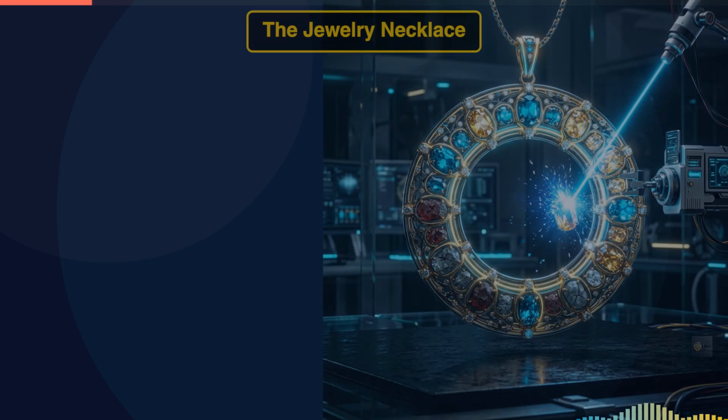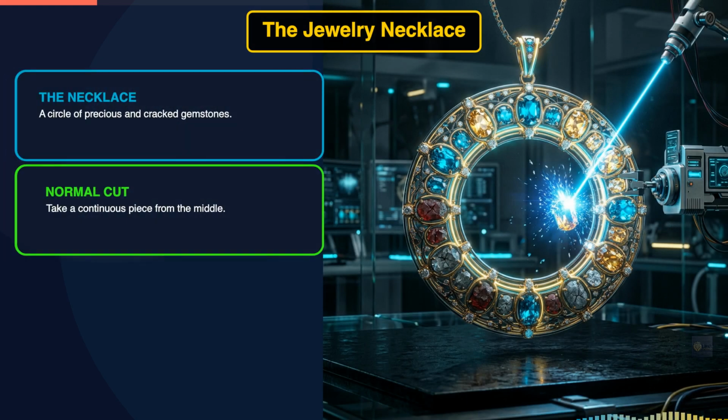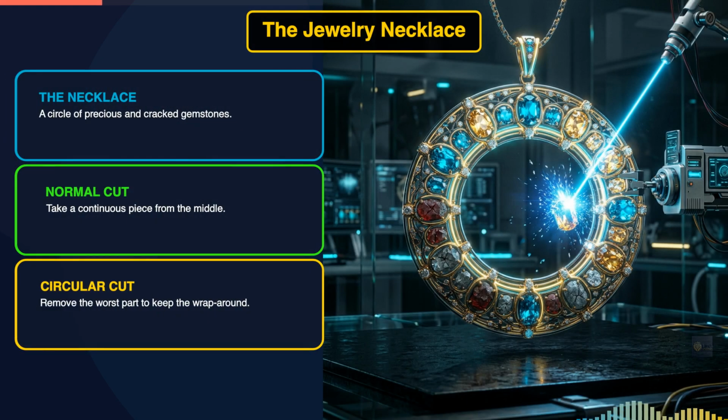Think of it like a circular jewelry necklace made of different gemstones, some precious and some cracked. You want to cut out the single most valuable continuous segment. One option is to just take a normal piece from the middle. But because it is a circle, you could also cut out the least valuable section, leaving behind a high-value segment that wraps around the clasp. The only rule? You cannot take the same gemstone twice.